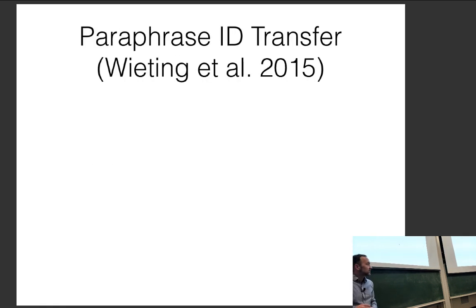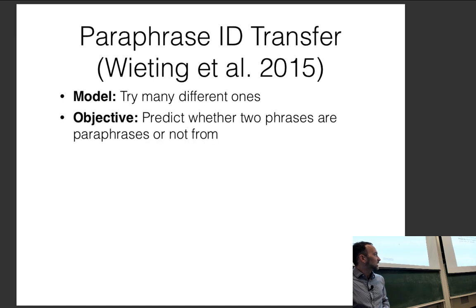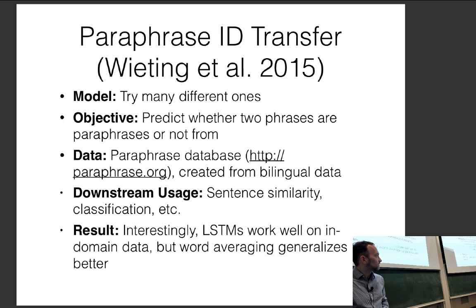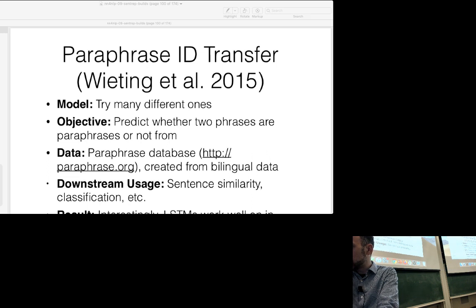So another method that has proven quite good, especially for tasks that have to do with identifying semantic similarity or paraphrasing, is actually training on paraphrases themselves. Basically what you try to do is predict whether two phrases are paraphrases or not. The way they did this is with data from paraphrase.org. It's called the Paraphrase Database. And what this looks like is essentially this.